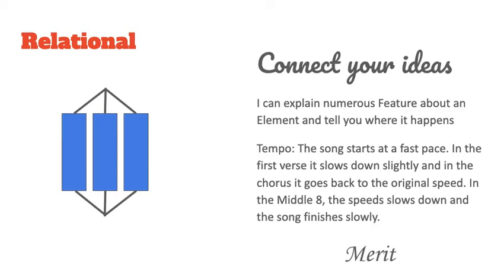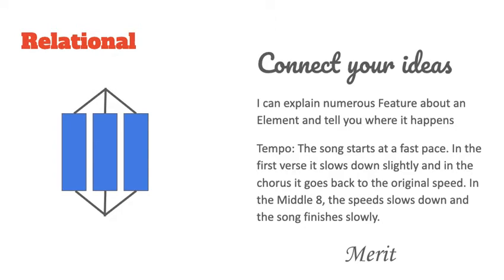We then have relational. Relational is where you generally go for merit. This means that you can connect your ideas. So I can explain numerous features about an element and tell you where it happens. For example, the tempo: the song starts at a fast pace. In the first verse, it slows down slightly, and in the chorus, it goes back to the original speed. In the middle eight, the speed slows down, and the song finishes slowly.